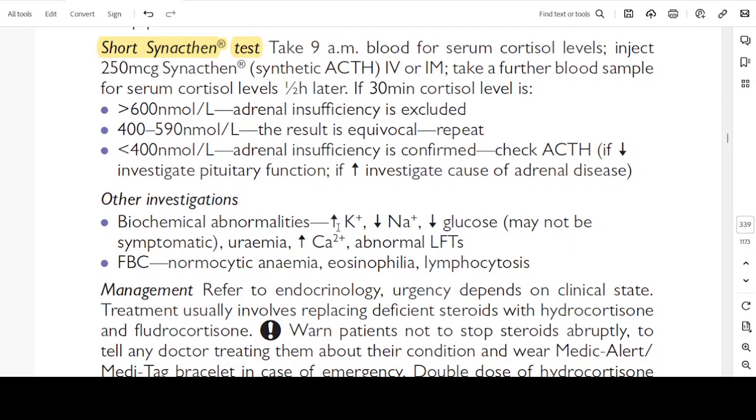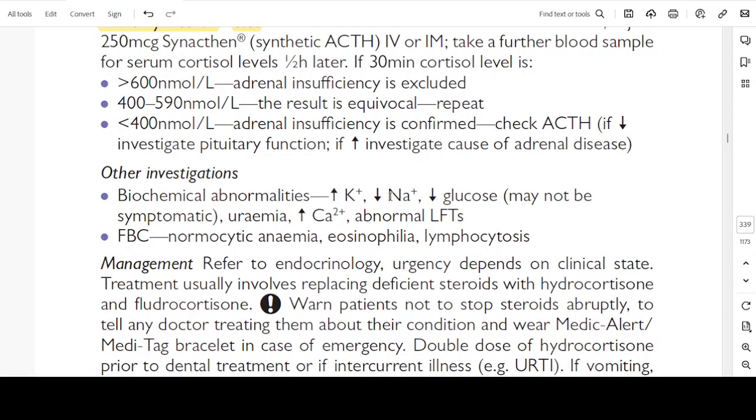Other investigations: biochemical abnormalities. In adrenal insufficiency, there will be increased potassium, decreased sodium, decreased glucose, which may not be symptomatic, uremia, increased calcium, and abnormal LFTs.